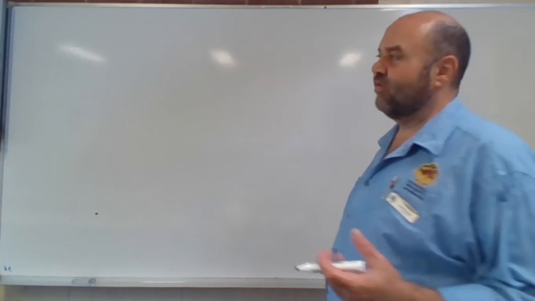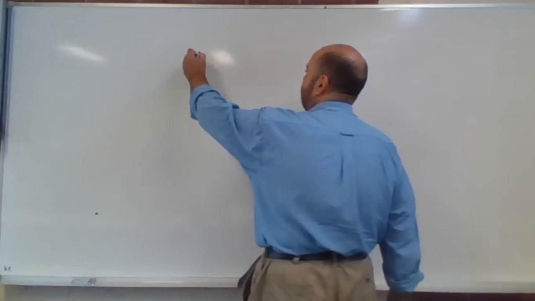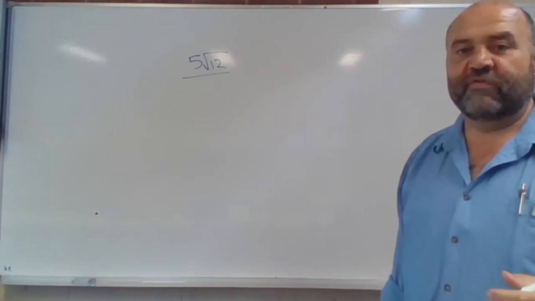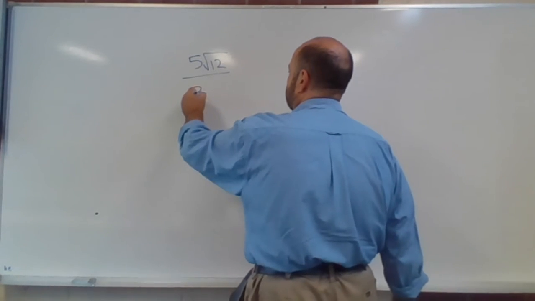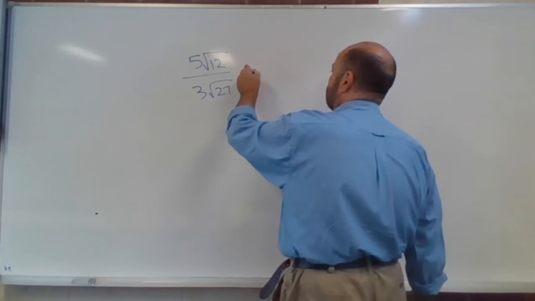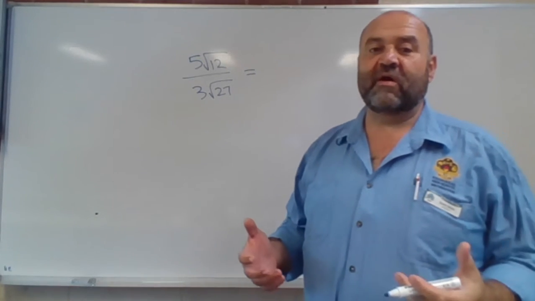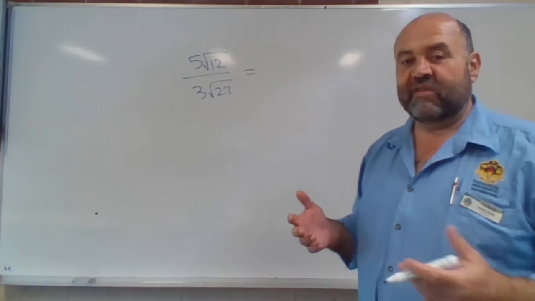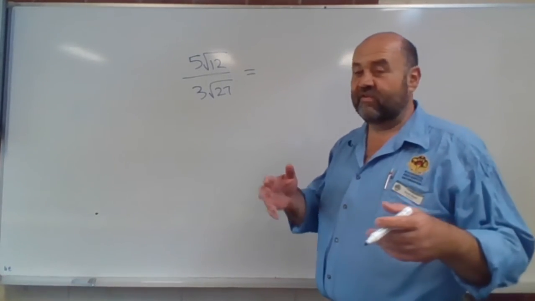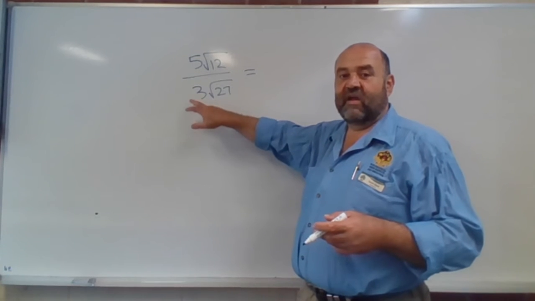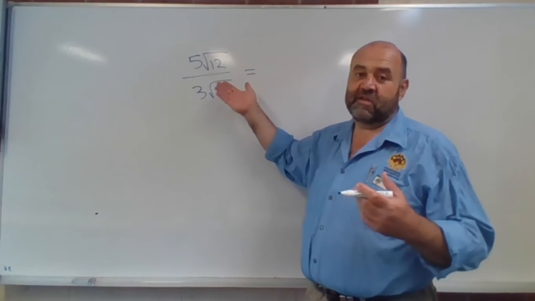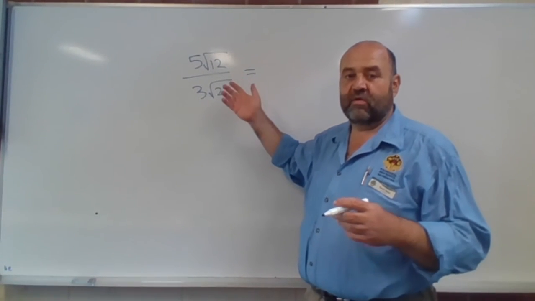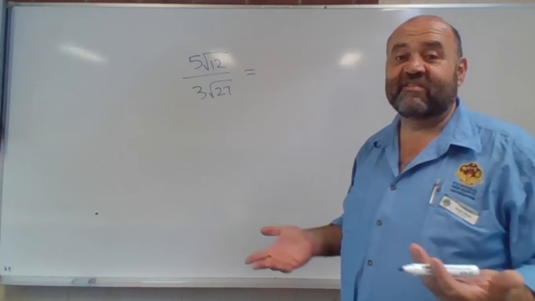So we're asked to simplify 5 root 12 over 3 root 27. Okay, so we need to remember some of the rules that we've learnt about multiplying and dividing surds. And that's that whenever we're multiplying or dividing surds, the coefficients in front are being multiplied or divided. In this case, it's divided. And then the expressions underneath the radicals are being multiplied or divided. In this case, it's divided.